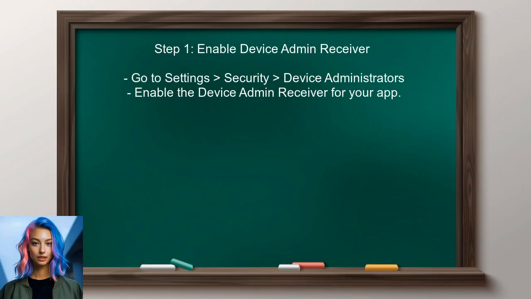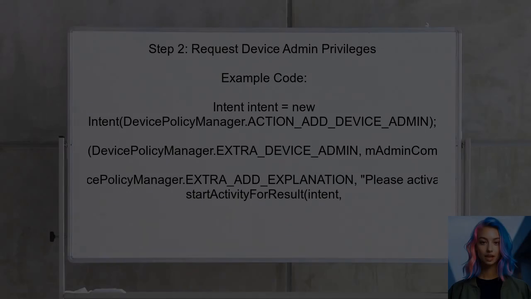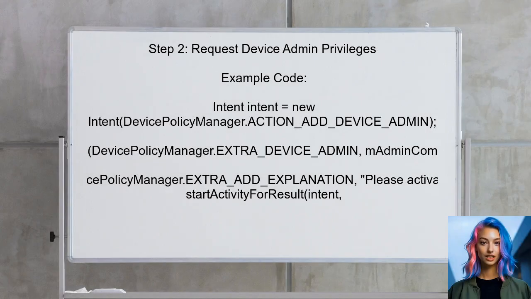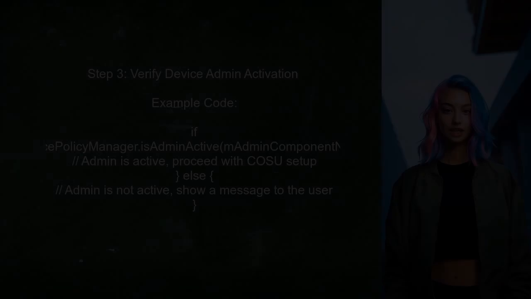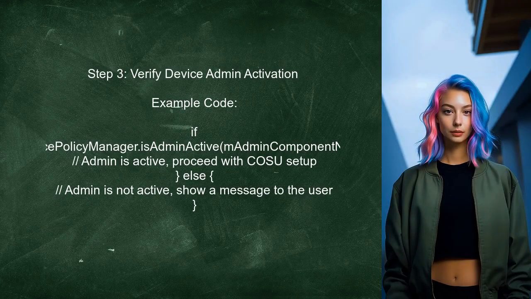To resolve the no active admin error, the user must ensure that the device administrator is properly set up. First, they need to enable the device admin receiver in the Android settings. Next, the user should implement the necessary code to request device admin privileges. This can be done by creating an intent that prompts the user to activate the device admin. After the user has activated the device admin, they should verify that the admin component is active. This can be checked using the Device Policy Manager.